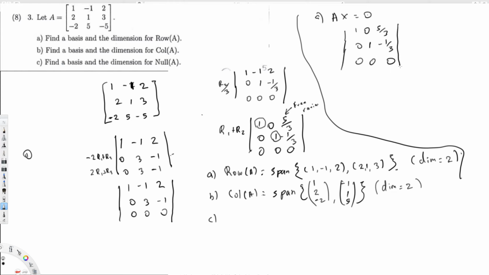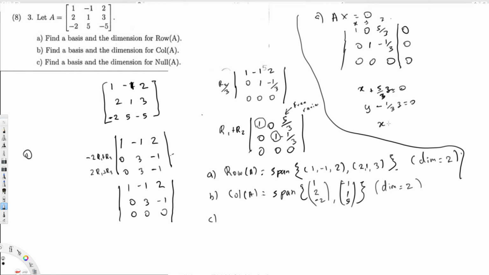In this case, what I have to do is equalize this equation to 0. So if I equalize to 0, you can take x, y, z or x1, x2, x3, whatever you prefer. If I take x, y, z, this is going to be x, this is going to be y, this is going to be z. The first equation is going to be x plus 5 over 3 z equals 0, and the second equation is going to be y minus 1 over 3 z equals 0.